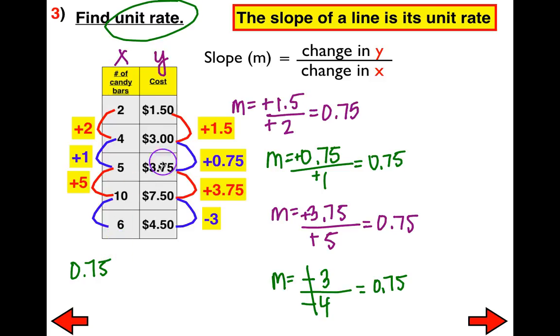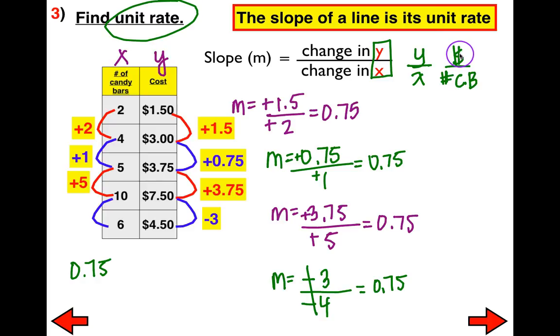75/100ths of something. If you remember, we should be setting up our ratios as y over x, and notice how nicely that can be pulled out from here. What is y? Y is the cost in dollars. And what is x? X is the number of candy bars. I'm just going to put CB for short. So what is my unit rate?